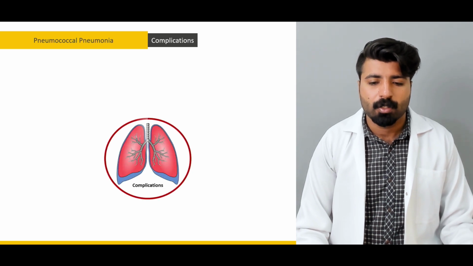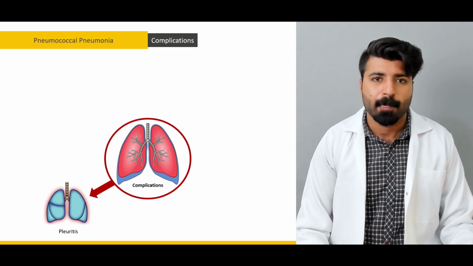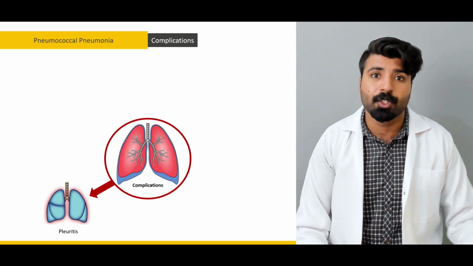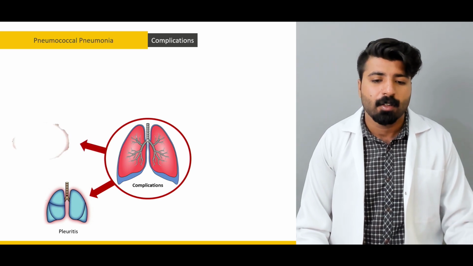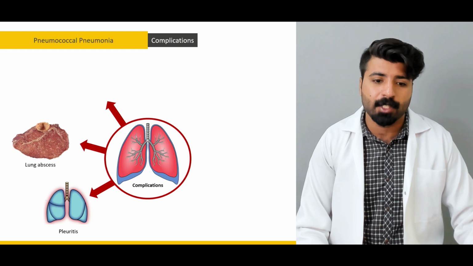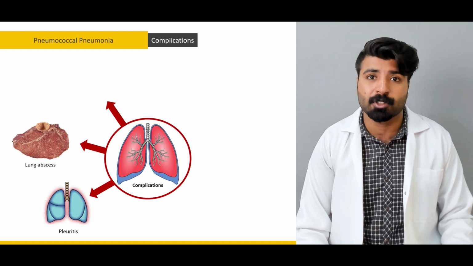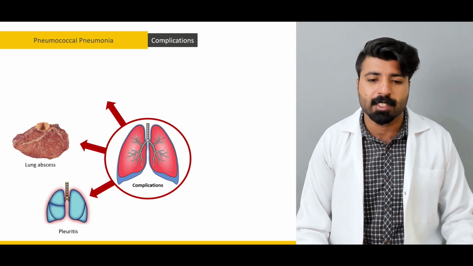So there are a lot of complications. We're going to talk about the following. First of all, you can see pleuritis in this patient. As the patient is already going through a lot and it's not going to get resolved, pleuritis will happen. What else can happen? Lung abscess can happen. I just told you lung abscess has a higher possibility of being formed in this case.